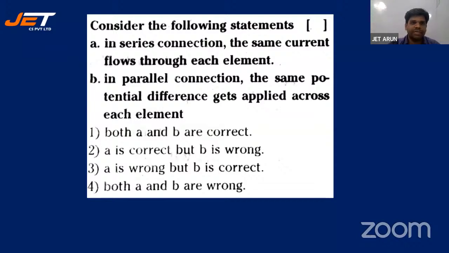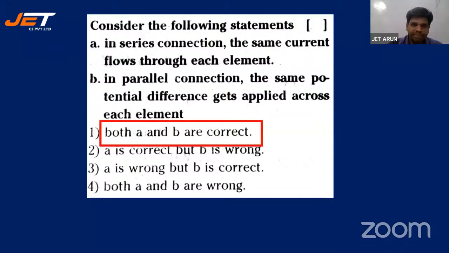Let's look at the definition of series and parallel, Agnivesh. When you have two elements like this, they are in series, same current flows. Whatever current enters this element, same current enters this element. So they are in series, same current flows. But if they are in parallel like this, potential difference across this element is same as potential difference across this element. That's the definition of parallel. So both A and B are correct. Let's look at the key. Yes, both A and B are correct. One is absolutely right. So the ones who have confusion, correct yourself. Agnivesh, is it okay?